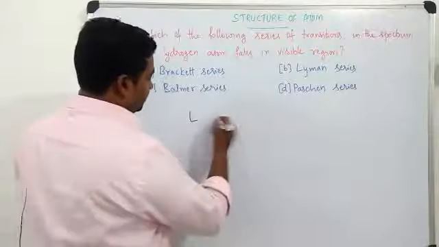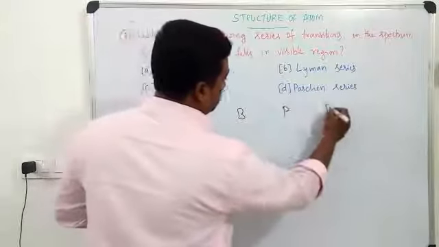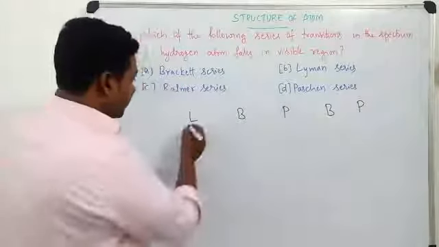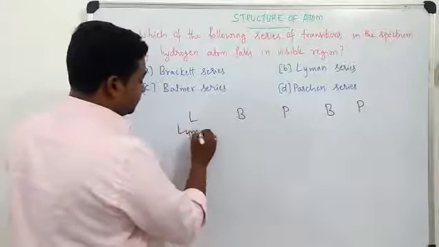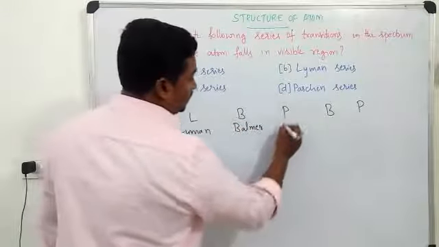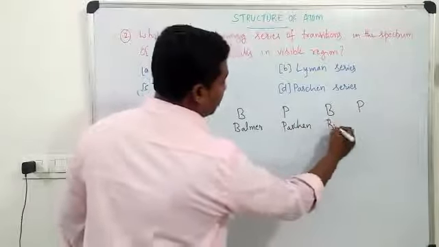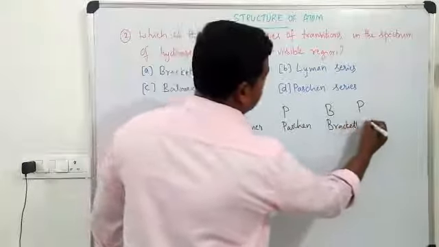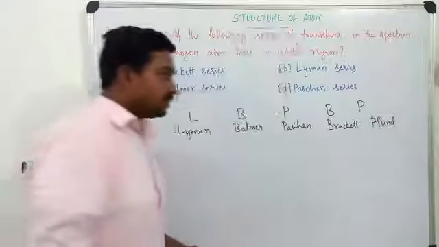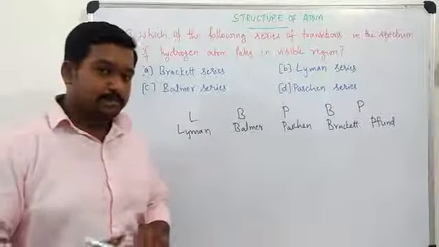The series are remembered like this: L, B, P, B, P. Where L is Lyman series, B is Balmer series, P is Paschen series, again B is Brackett series, and finally P, Pfund series. So these are the different series of lines seen in the hydrogen spectrum.